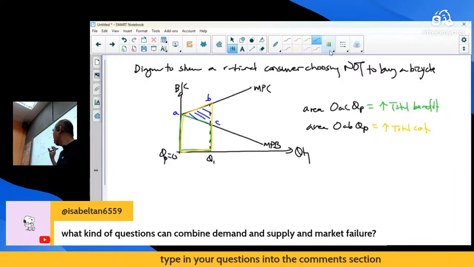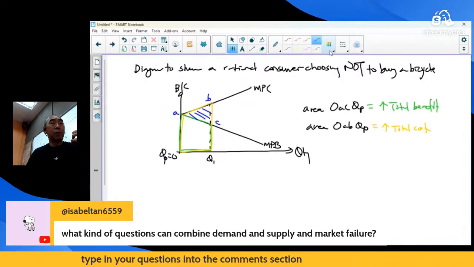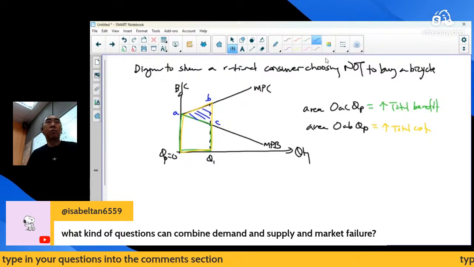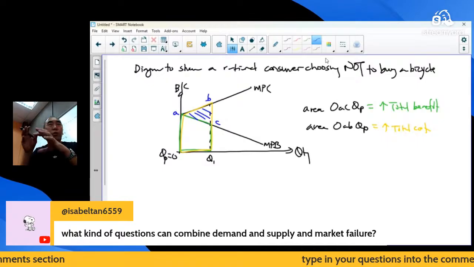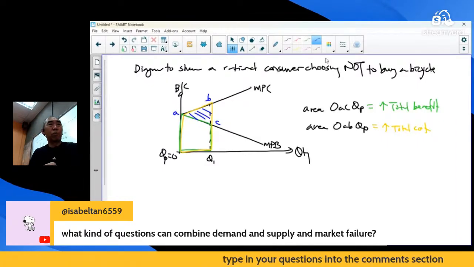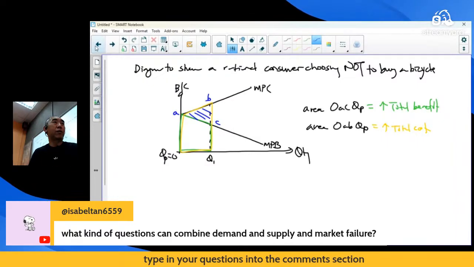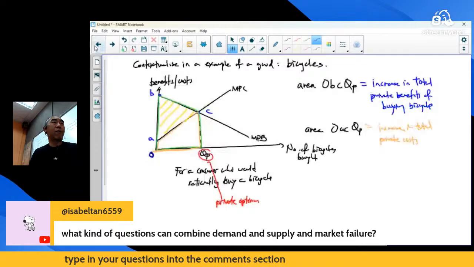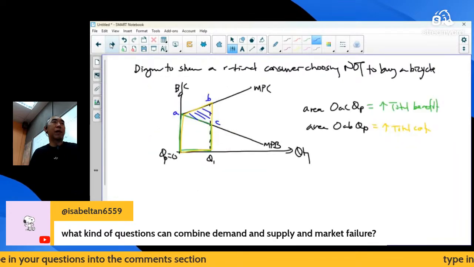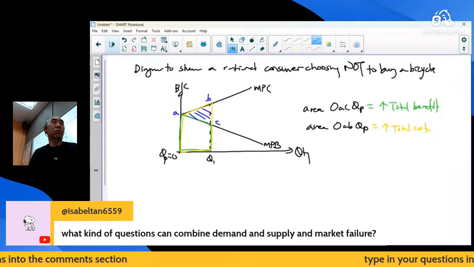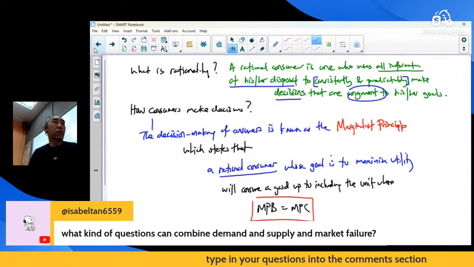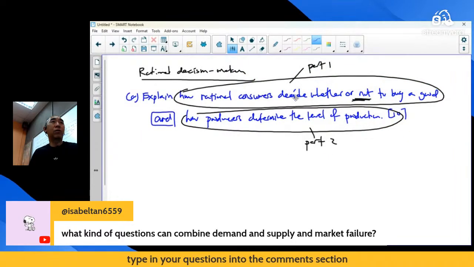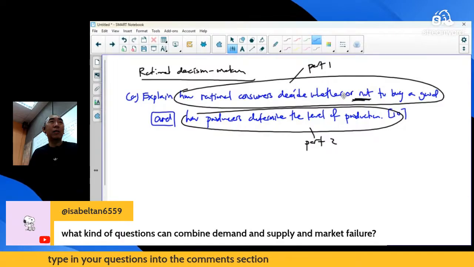So then this graph explains to us how the rational consumer sometimes, some consumers would rationally choose not to buy, and some consumers would rationally choose to buy. So this would be the diagram for buy. This would be the diagram for don't buy. So this explains the first part of the question, which is how rational consumers decide whether or not to buy.